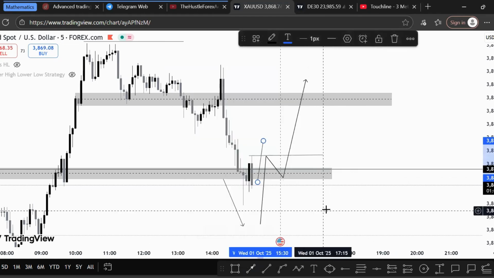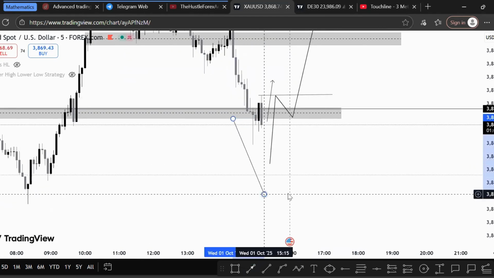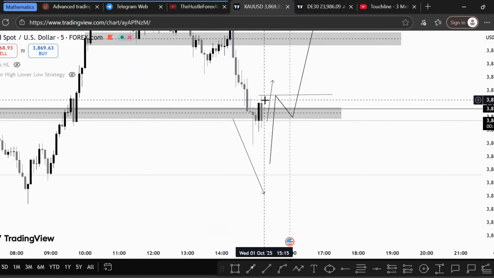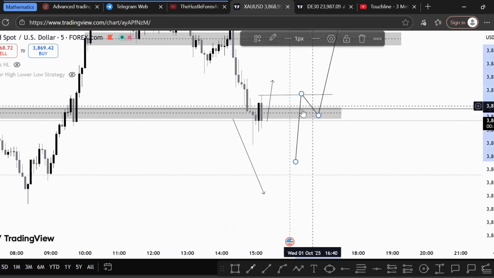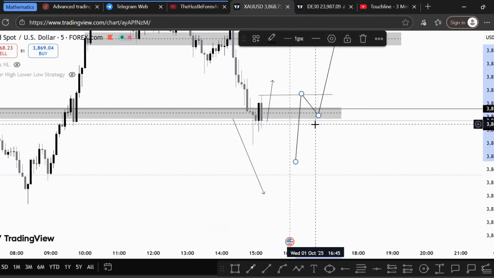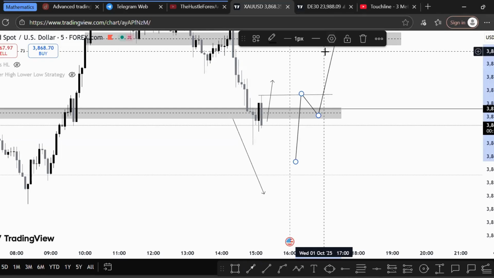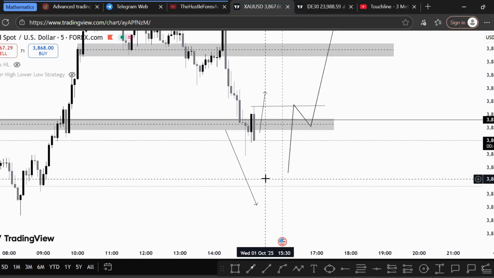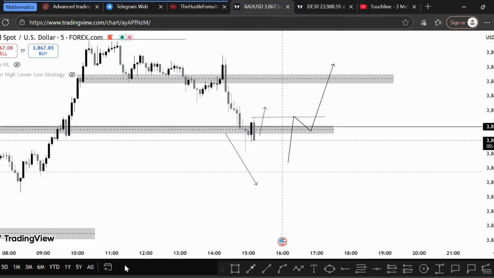And also, if it continues to shoot down, then this is no longer valid because now it needs to come back again, break above, then retest, then shoot up. You understand? So if it does, as you can see, it continues to shoot down. So that is no longer valid for us. Thank you.